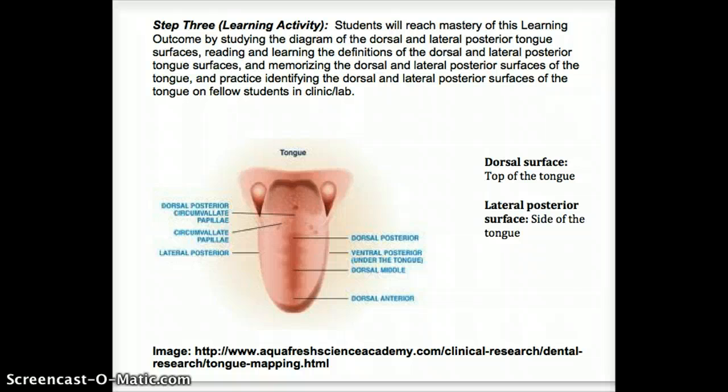In conclusion, why is it important to identify the dorsal and lateral posterior surfaces of the tongue? It is important because it plays a critical role in identifying the many clinical manifestations of any given disease.